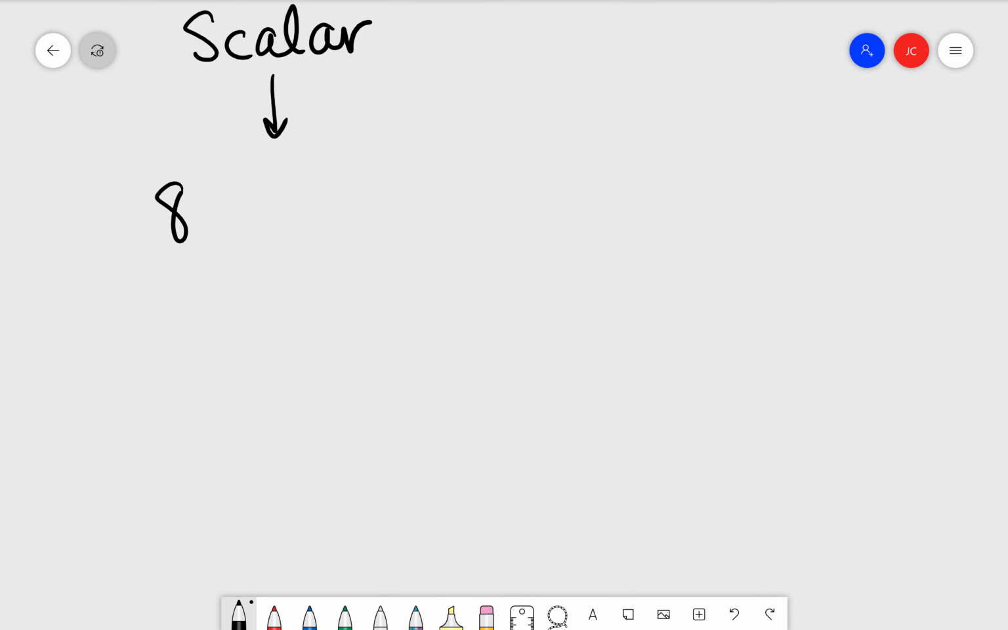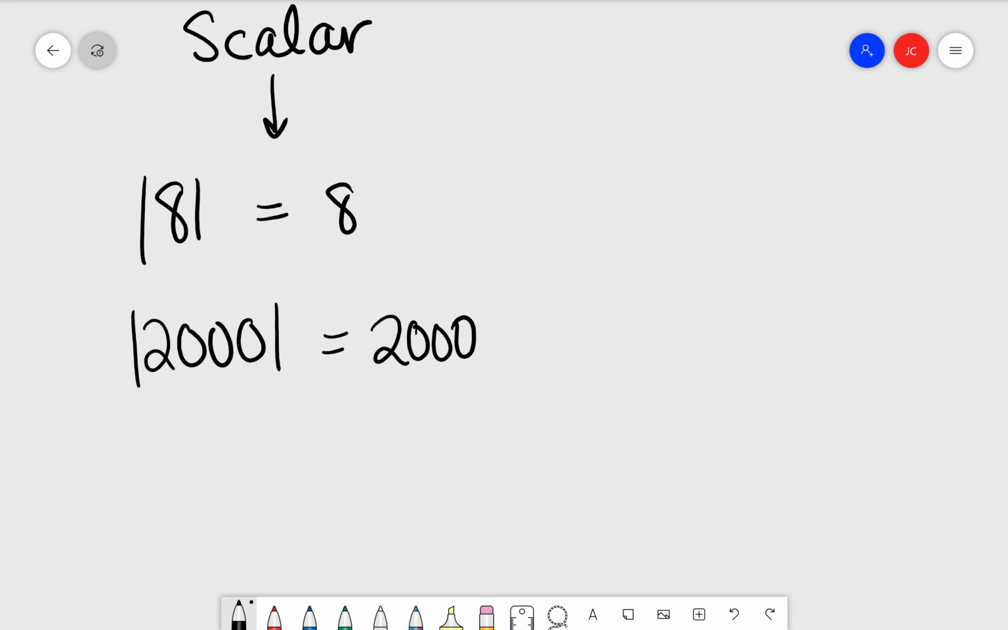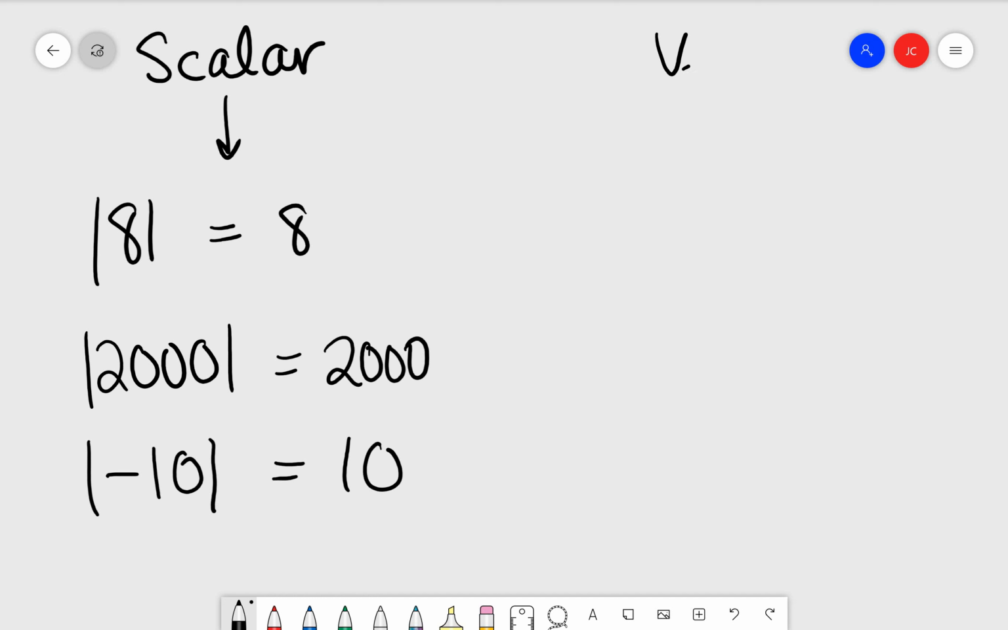If you have an 8, the absolute value of 8 is 8. If you have a 2000, the absolute value of 2000 is 2000. But if you have a negative number, like negative 10, the absolute value is positive 10. Basically, you just make the number positive. If it's already positive, it stays positive. If it's negative, it becomes positive. That's how you take absolute values of scalars. Really easy.